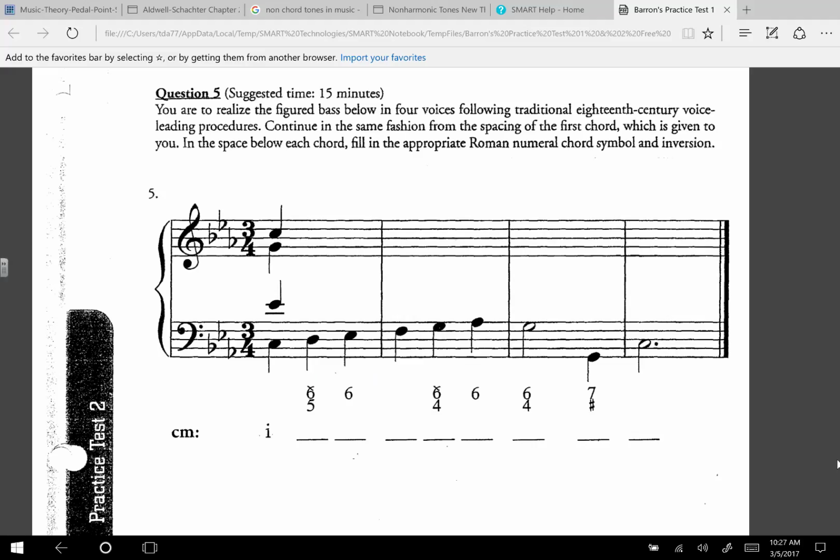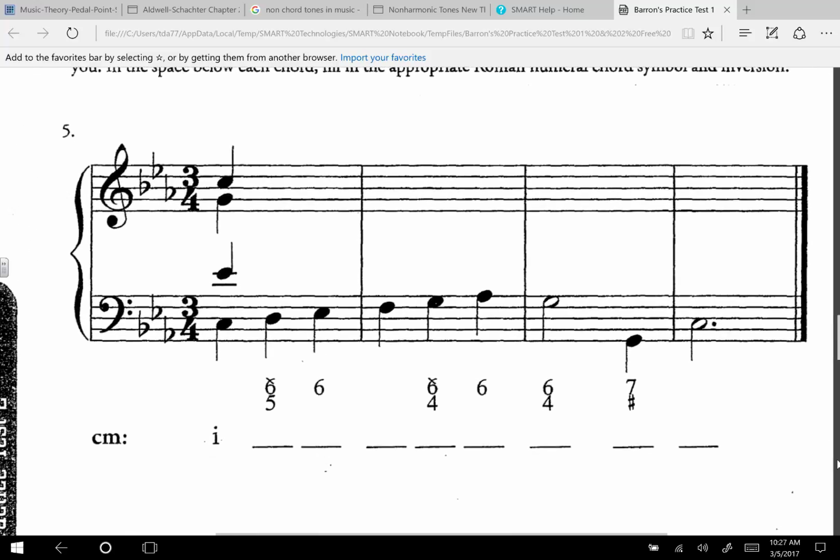Okay, now we're moving on to practice test 2. This is section 2, question 5, where you have to realize the figured bass. So again, read the directions carefully. You are to realize the figured bass below in 4 voices following traditional 18th century voice leading procedures. Continue in the same fashion from the spacing of the first chord, which is given to you. In the space below each chord, fill in the appropriate Roman numeral chord, symbol, and inversion.